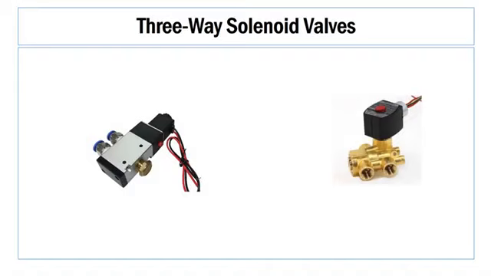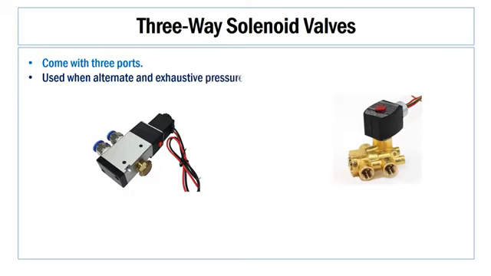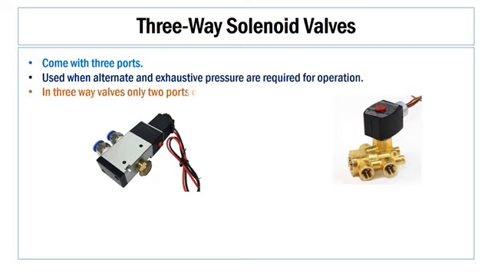Three-way solenoid valves. Three-way solenoid valves come with three ports. These are commonly used valves when alternate and exhaust pressure are required for operation. In a three-way solenoid valve, only two ports can be connected at a time.